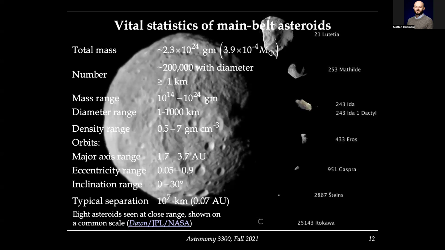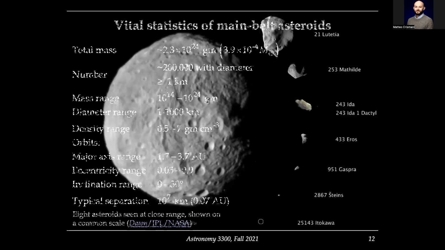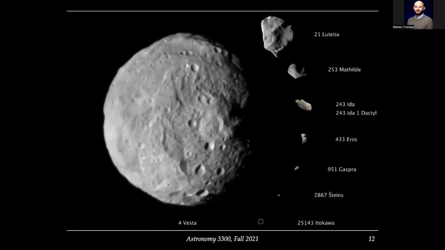Okay. And the separation: how close are they to one another? Star Wars lied to you. You don't have to dodge asteroids in the asteroid belt. There's nothing out there. 10 to the 7 kilometers between them. Okay? And just behind, I think this goes away. Yes, good. So here's the big boy.